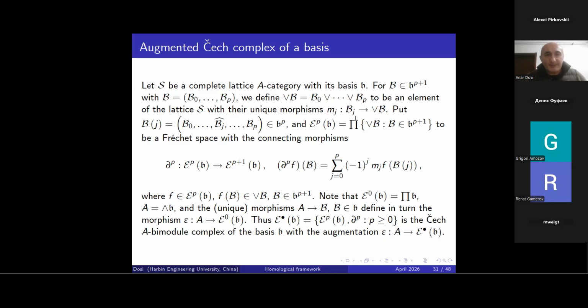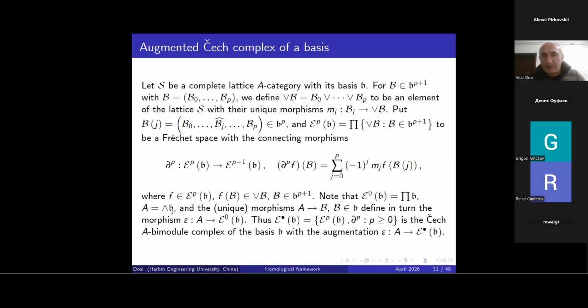This notation is routine, we know what that is. We need just to take the sups from all the tuples and look at their direct product. Since they are countable, I end up with the Fréchet space here. And these are connecting morphisms. Again, the construction is the same.